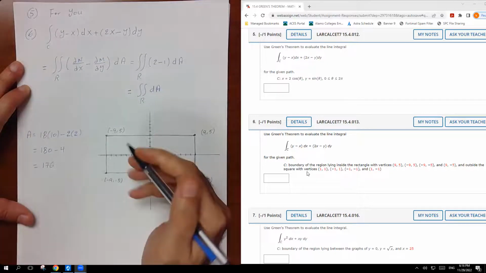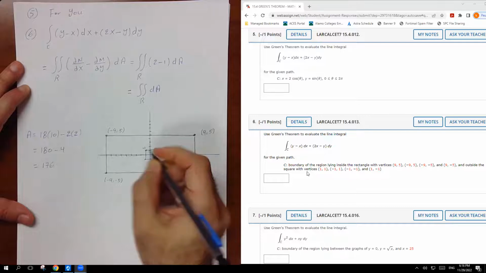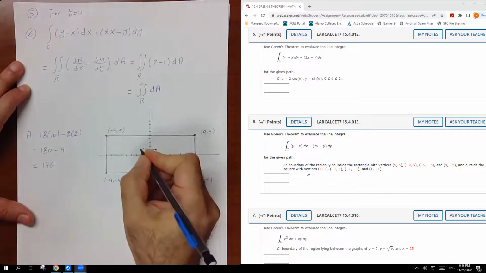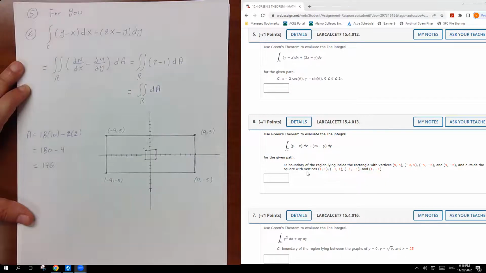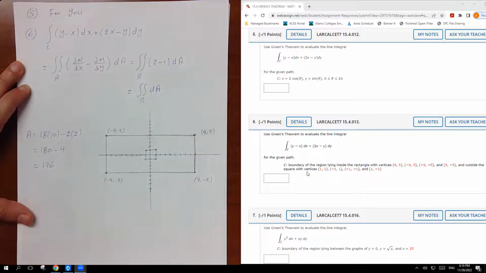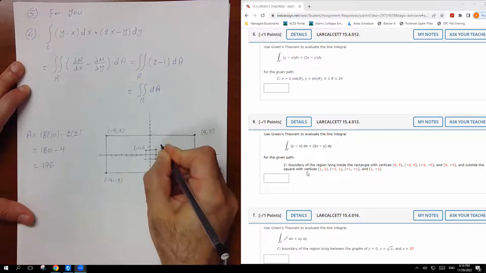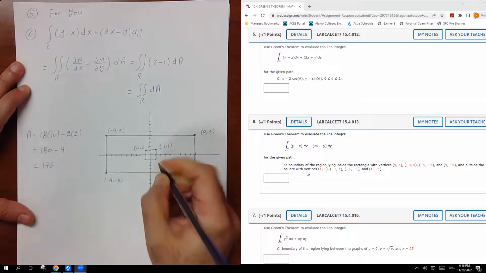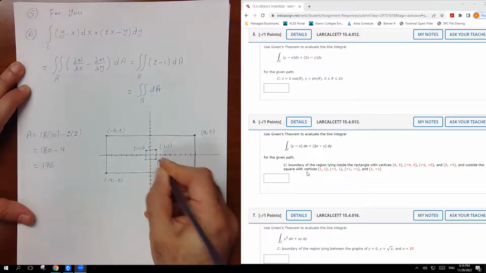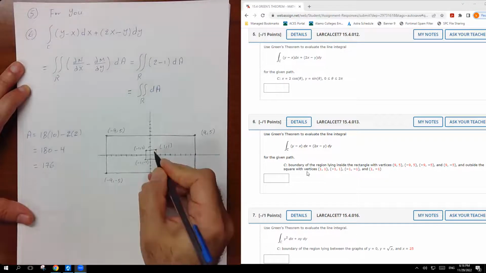So here is negative 1 on this one. You have to add down a point. So this one is negative 1, negative 1, and here is 1 and 1. And the point here is x is 1, y is negative 1, and here is negative 1 and negative 1. So we need to find the region.